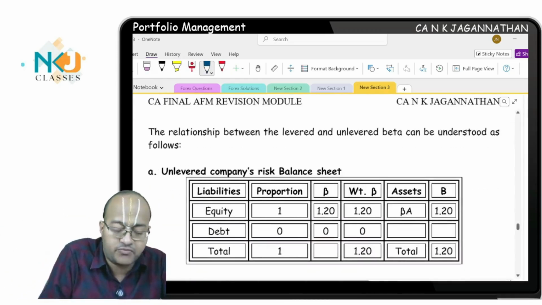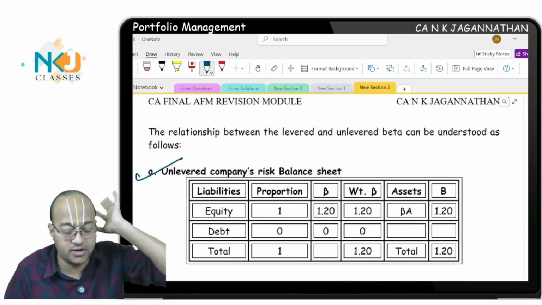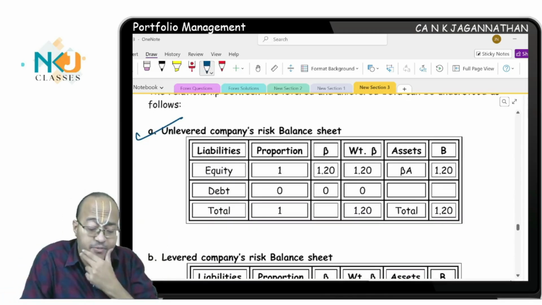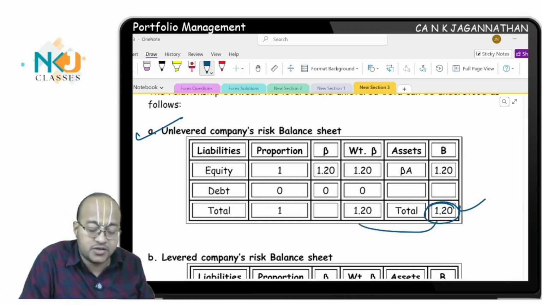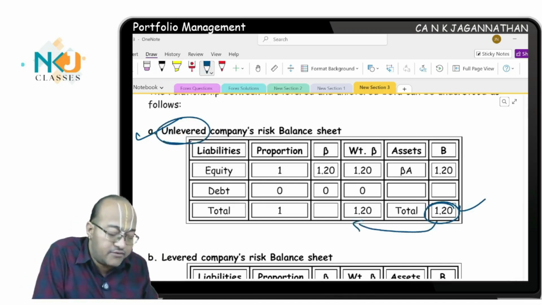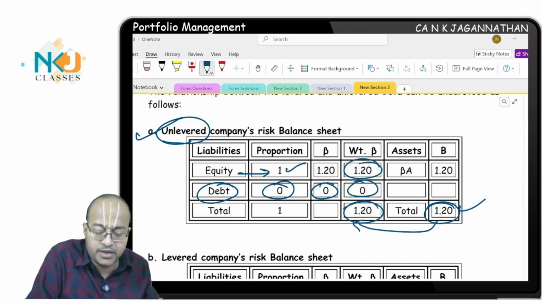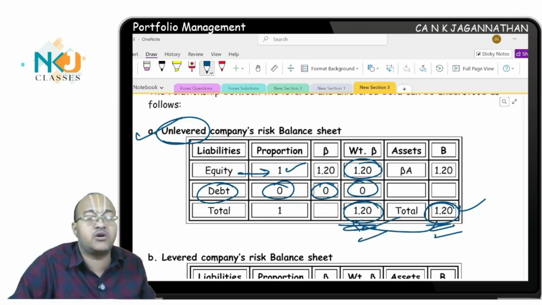The relationship between the levered and unlevered can be understood as follows. Take the unlevered company, risk only; return is no issue, risk is the issue. Assume the asset beta is 1.2. This is to be shared. If it is an unlevered company, what happens? There is no debt involved, 100% equity, an all equity company. The 1.2 will be borne by the equity holders, no issue. Asset beta equals unlevered beta. Agreed?